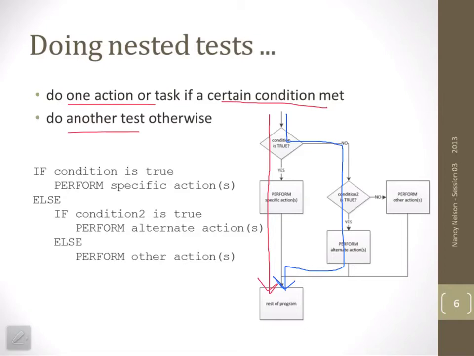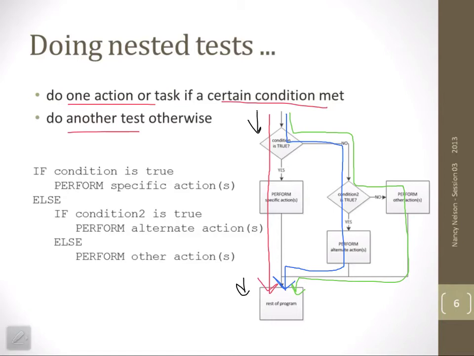So we test our first condition, it's false. We come across, we test our second condition, it's false. We execute the other actions. When we come down, execute the rest of the program. So here we have 2 tests and 3 possible paths. Again, we have 1 input, 1 output to our block.